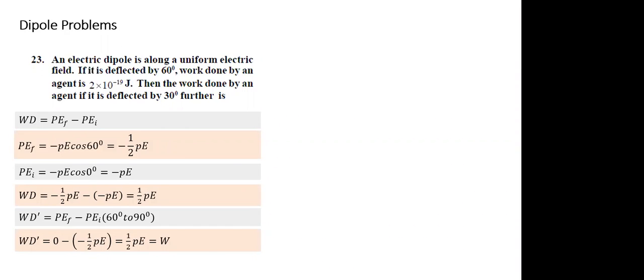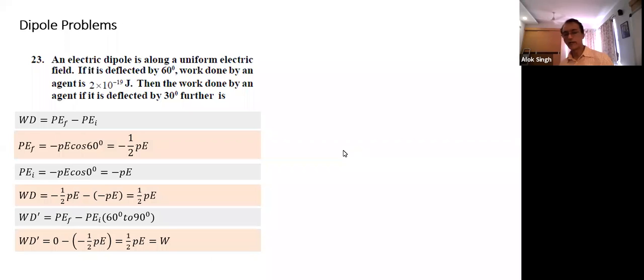Another question I can ask here: what happens if I release this dipole from theta equal to 90 degrees? Suddenly it is like this. The electric field is toward right. I release the dipole. What will happen? Which way will it move? Blue pen is the dipole. What will happen if we release it suddenly?